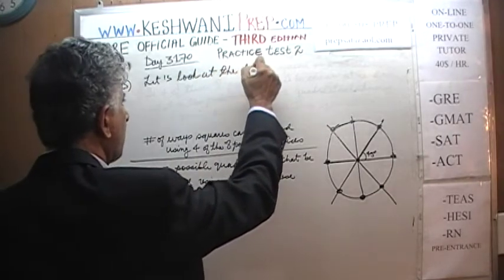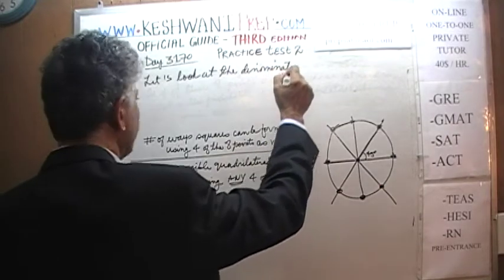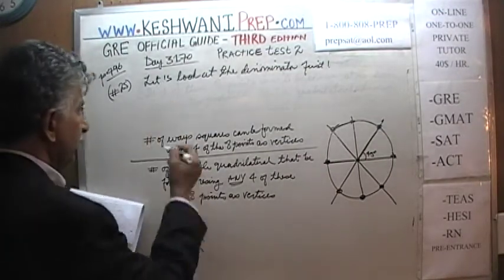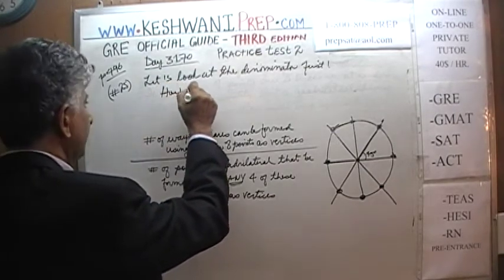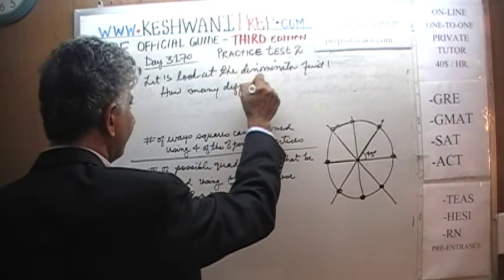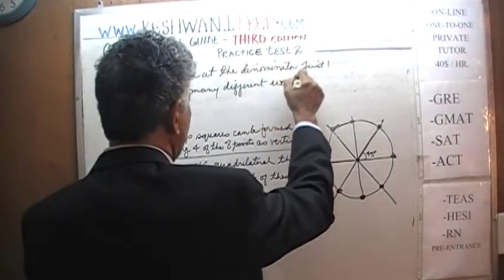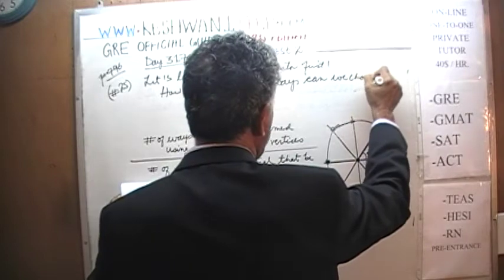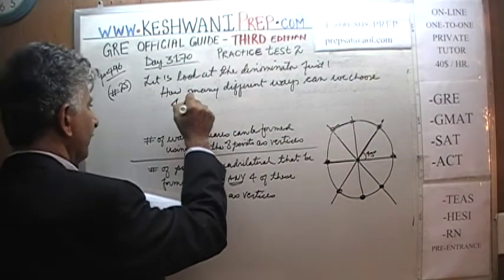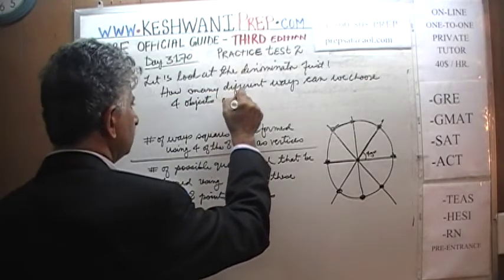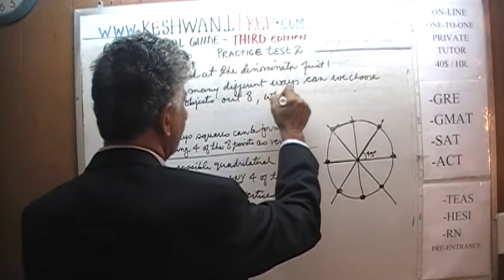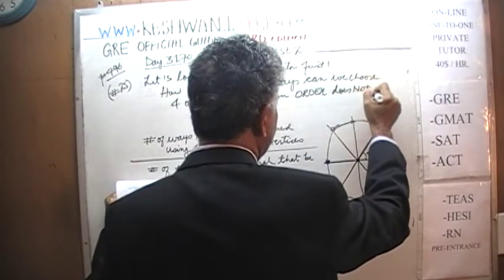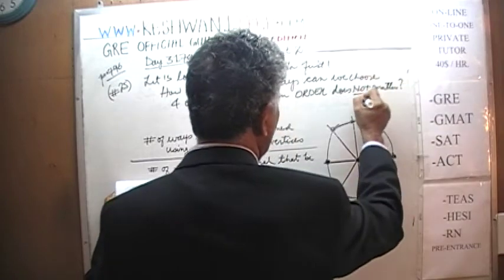Let's look at the denominator first. As I said, we'll worry about the numerator in a second. The question here, if you're looking at the denominator, boils down to this: how many different ways can we choose four objects out of eight when the order does not matter?